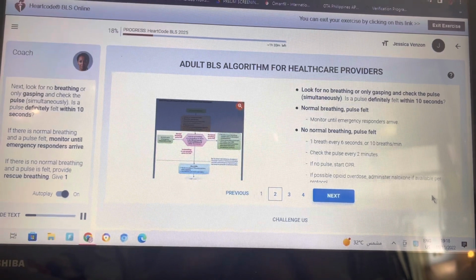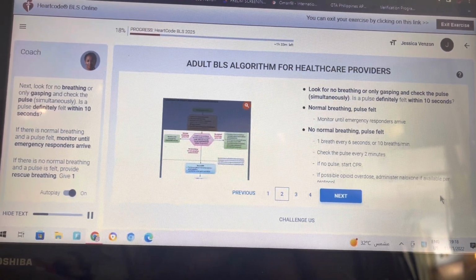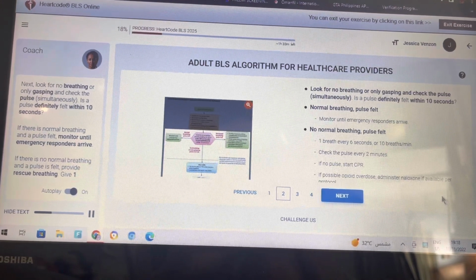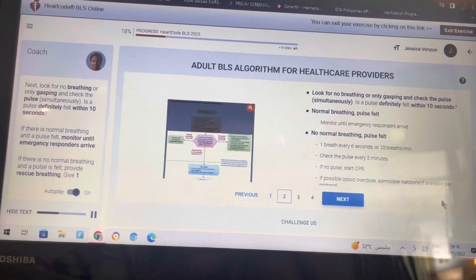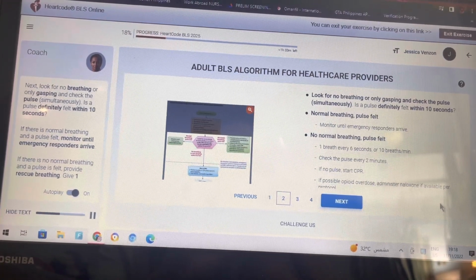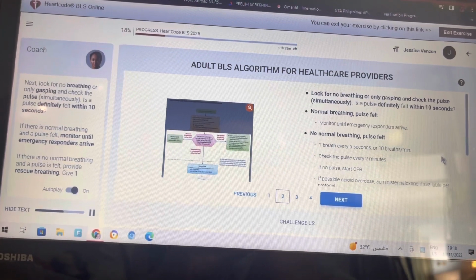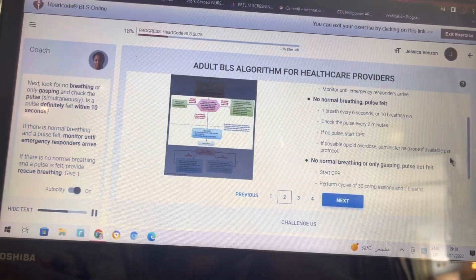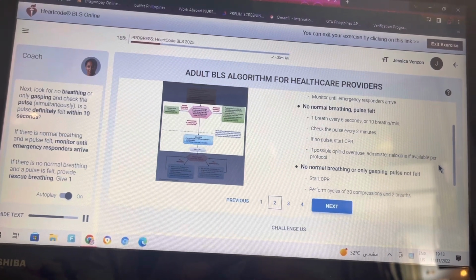If there is normal breathing and a pulse felt, monitor until emergency responders arrive. If there is no normal breathing and a pulse is felt, provide rescue breathing. Give 1 breath every 6 seconds, or 10 breaths per minute. Check the pulse every 2 minutes, and if there is no pulse, start CPR. If possible opioid overdose, administer naloxone if available per protocol.